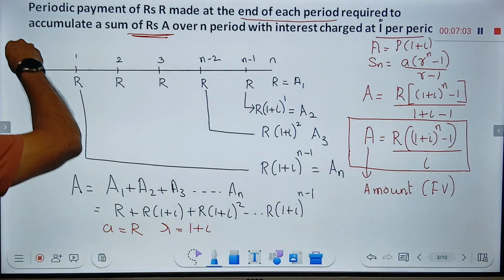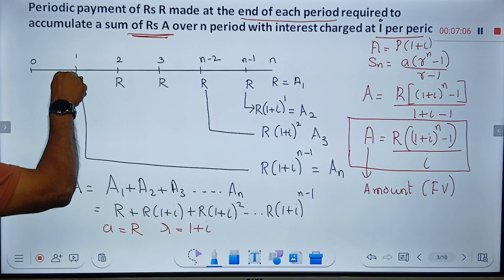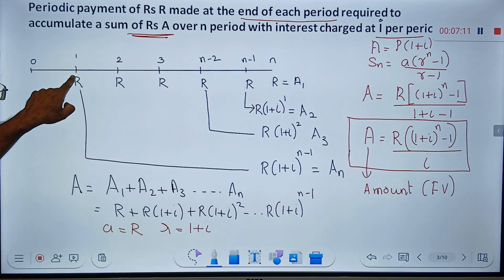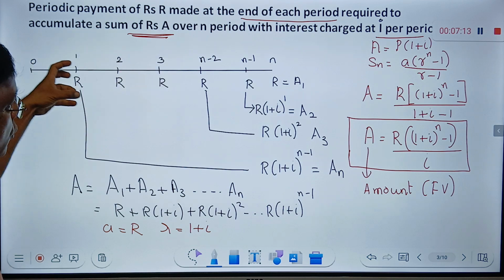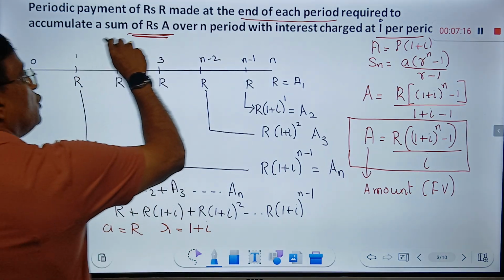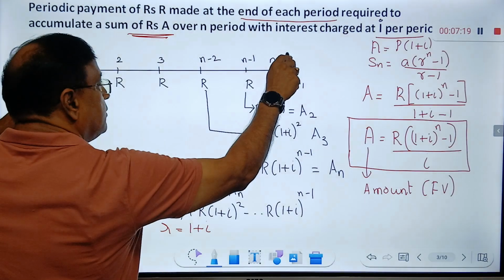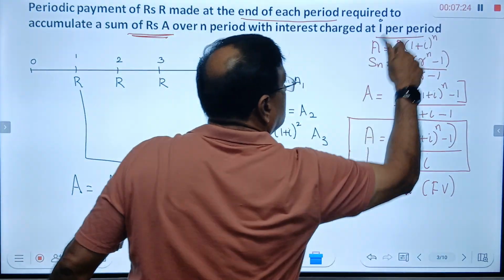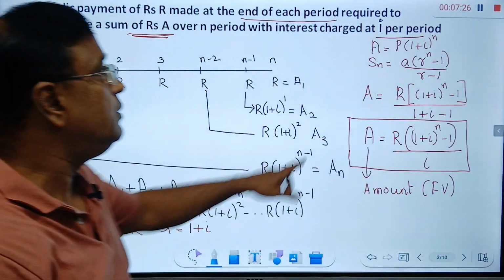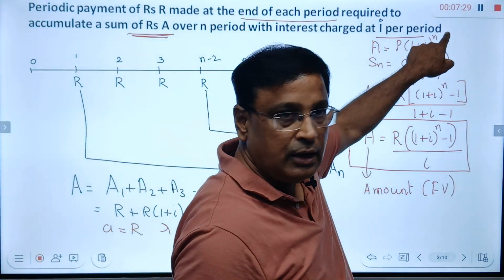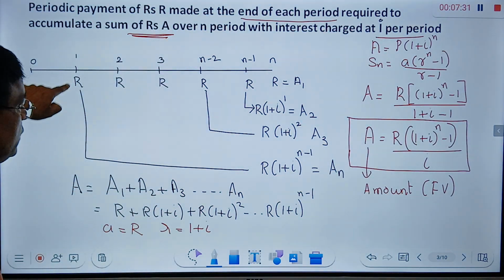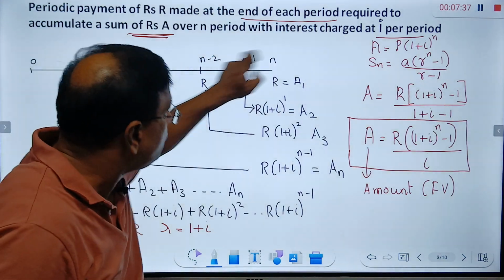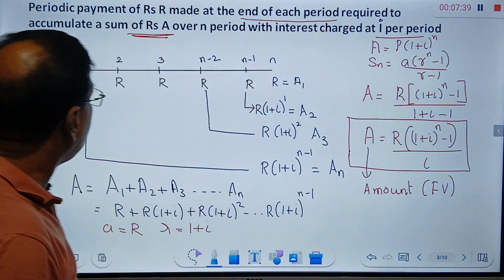So what I do, at the end of the first year, I put a certain amount of money R. Now how long is this money going to be there? It's going to be there for n periods. So the amount will be, as you know, the compound interest formula: amount equals principal into (1 plus i) power n. Same way, here this R is going to be there for n terms, from 1 to n minus 1.